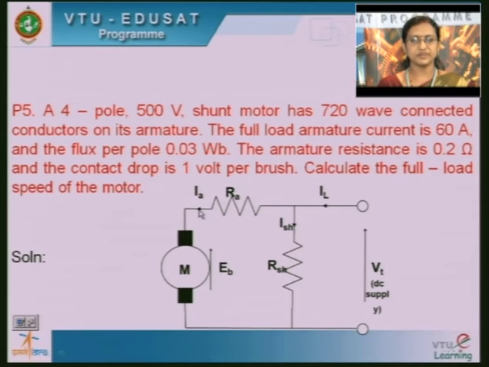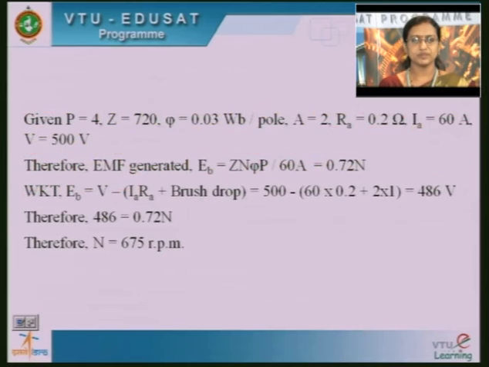So, collect the data given. This is a shunt motor. The number of poles given is 4. The number of conductors Z is equal to 720. The flux per pole is 0.03 Weber.